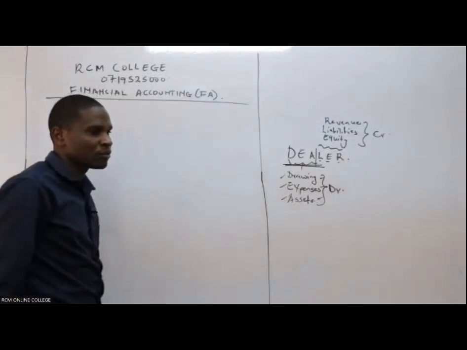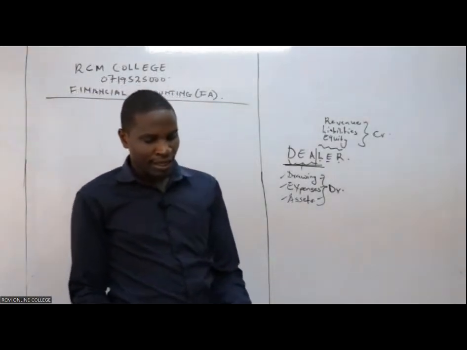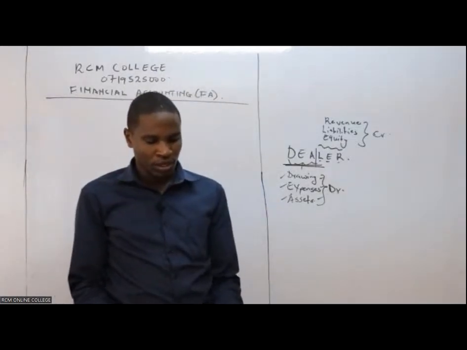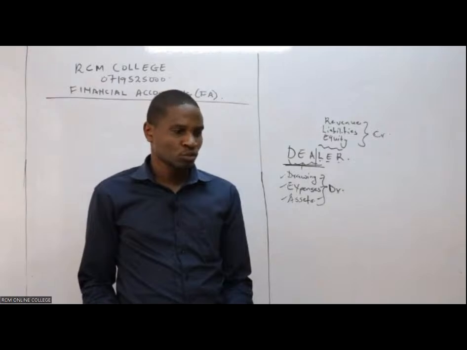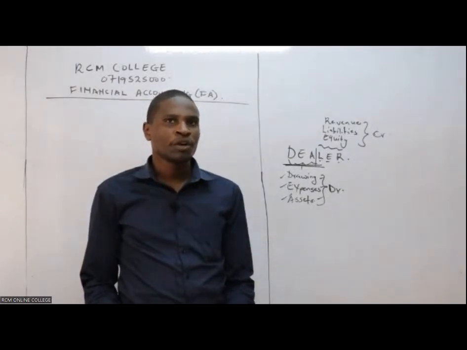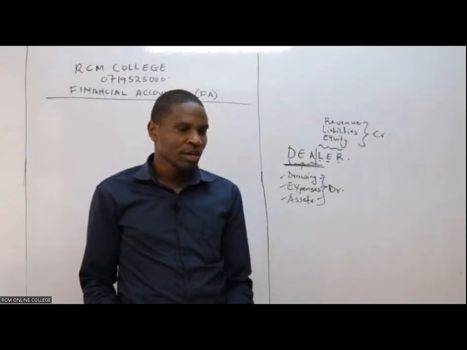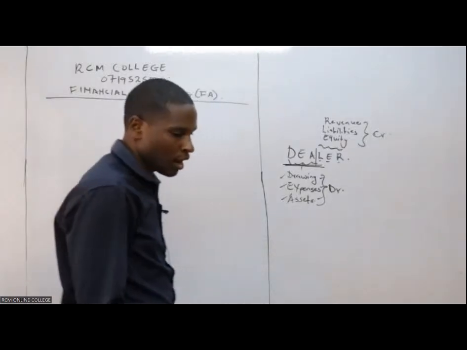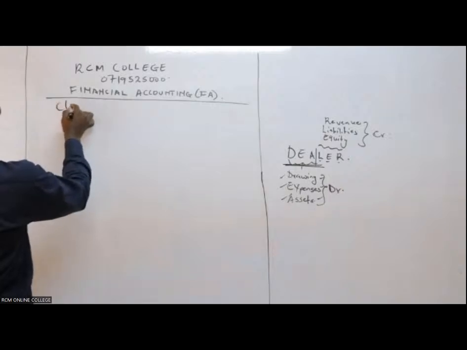Now, I want us to take a look at our question, and then solve. The first thing that the examiner wants us to do is to compute what? The closing inventory. So in this case, how do we compute our closing inventory?